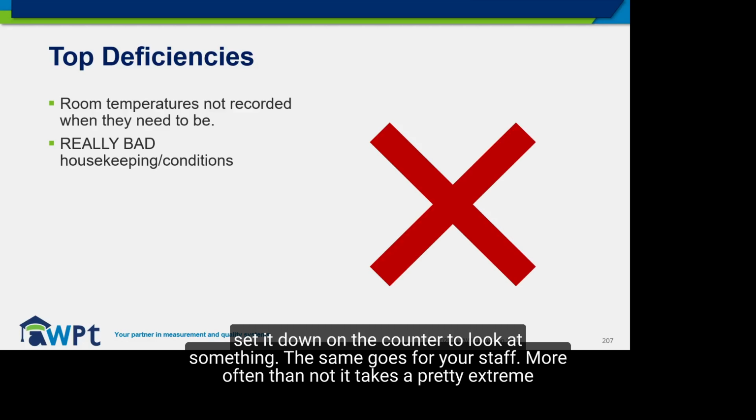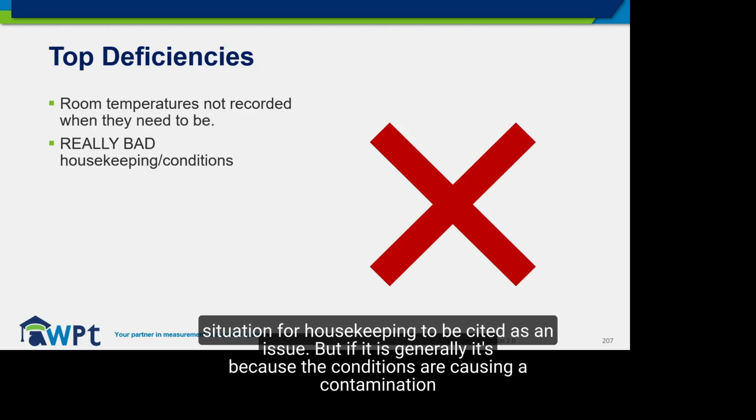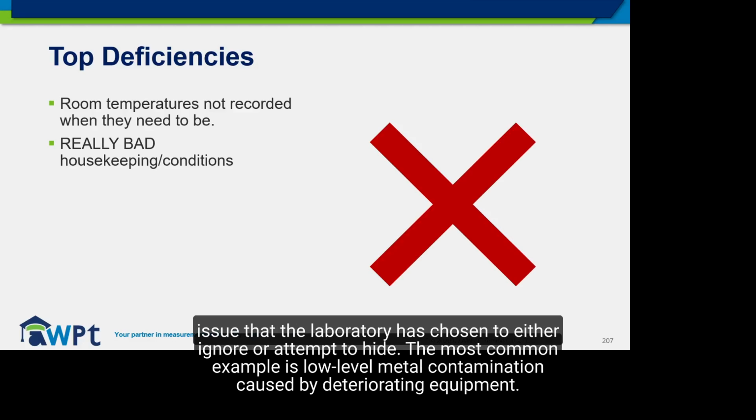More often than not, it takes a pretty extreme situation for housekeeping to be cited as an issue. But if it is, generally it's because the conditions are causing a contamination issue that the laboratory has chosen to either ignore or attempt to hide. The most common example is low-level metals contamination caused by deteriorating equipment.